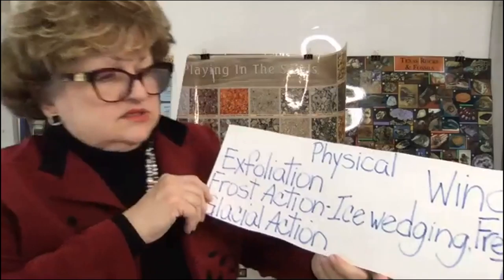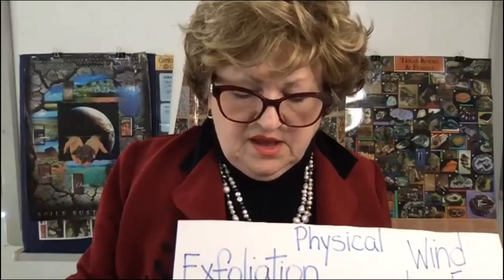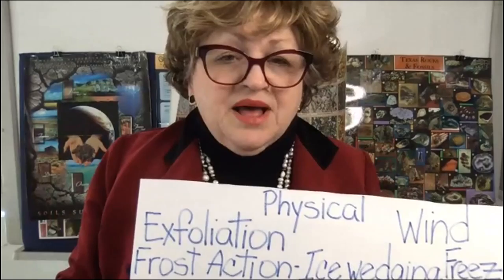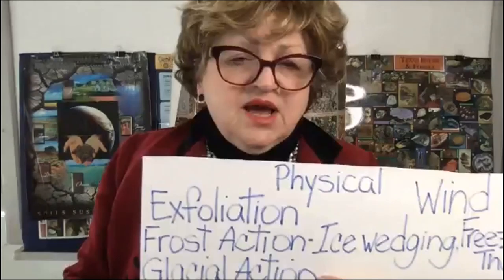Now, another one is glacial action. And you know about the Ice Age because you saw the Ice Age movie with the little squirrel. And that was a real thing that happened. And the top part of the United States was covered in glaciers. And these glaciers were about a mile thick. They were huge. And ice is very heavy, and it just ground the rock into powder. So that's another physical weathering type, glacial action. And let me tell you something. In physical weathering, the rock is simply broken. It's not changed into anything else.